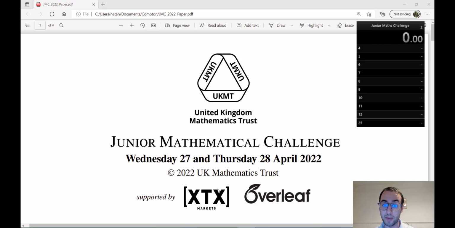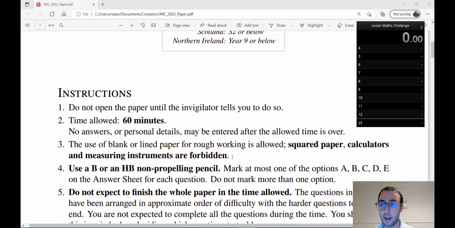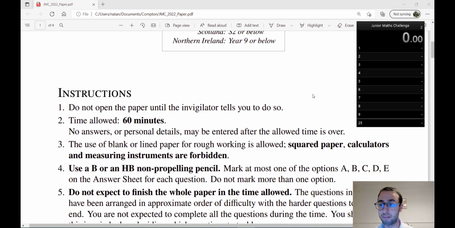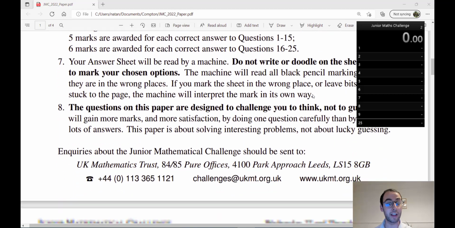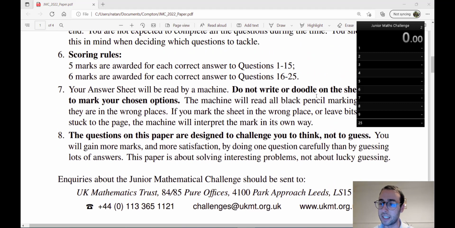No idea how long it's going to take me. It's meant to take an hour. I imagine it might take me 40 minutes, maybe half an hour, maybe 20 minutes if I'm lucky. Who knows? I doubt 20 minutes, that would be crazy.